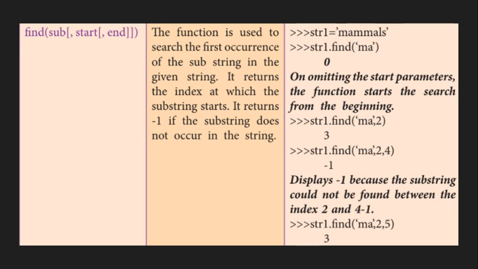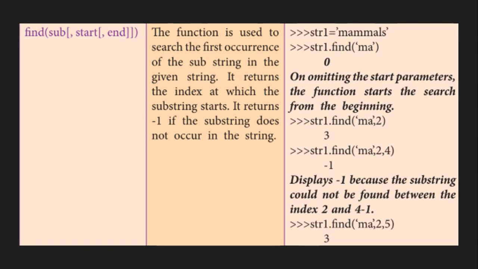Now look at the second example there. Find MA, 2. So what is the start position I've given? Starting from the second index, find the position where this substring will occur. Now look at that example, mammals, starting from the second index. So 0, 1, 2. From there, where does the substring MA start? It starts at the third position, at the third index value.